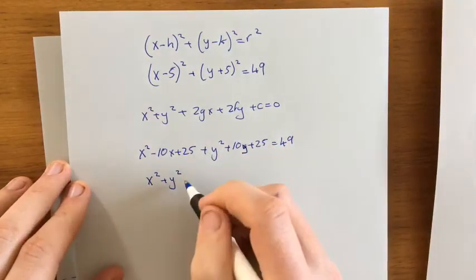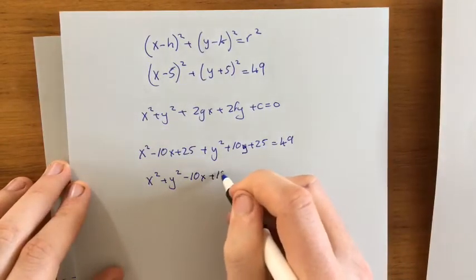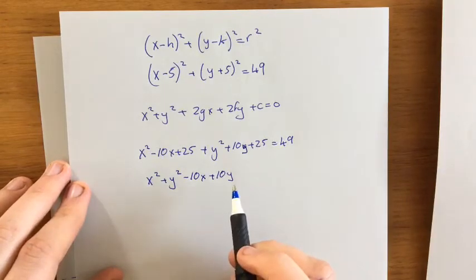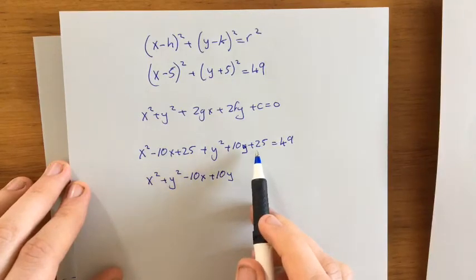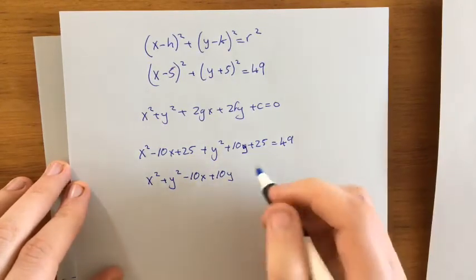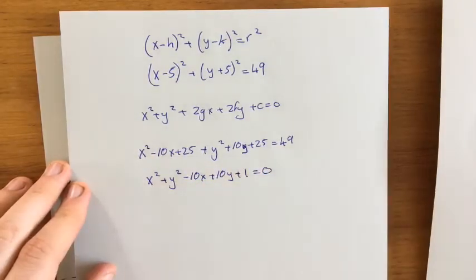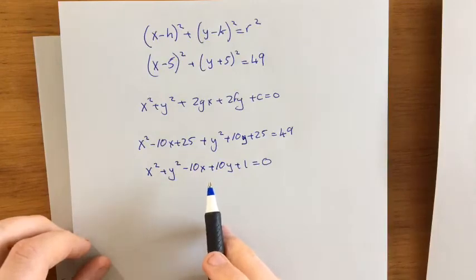And now we put this, so it's going to be minus 10x plus 10y. And then finally then we're going to have 25 plus 25, which is 50. 50 take away 49 is going to be plus 1 is equal to 0. So that is that now in the third format.